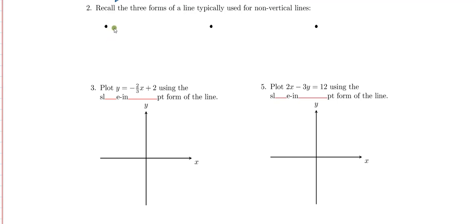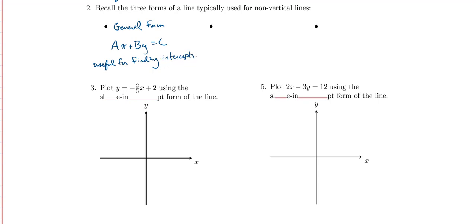The first one was our general form that we studied, and it looked like ax plus by equals c. And I'm going to tell you that this is useful for finding intercepts. And I'll show you what I mean by that in a moment.